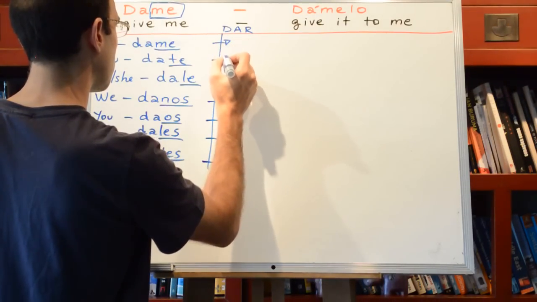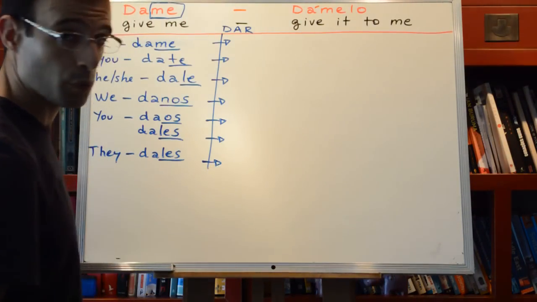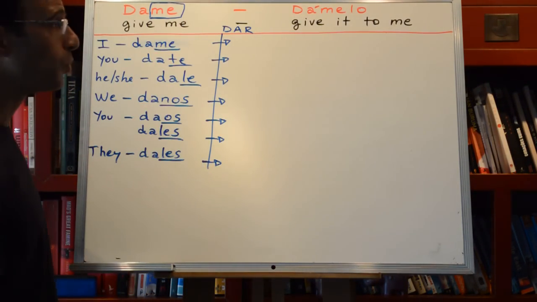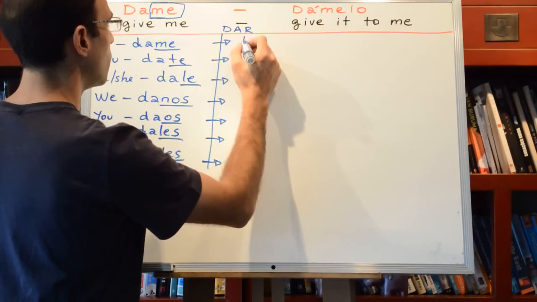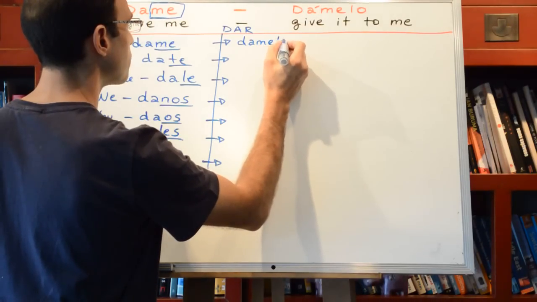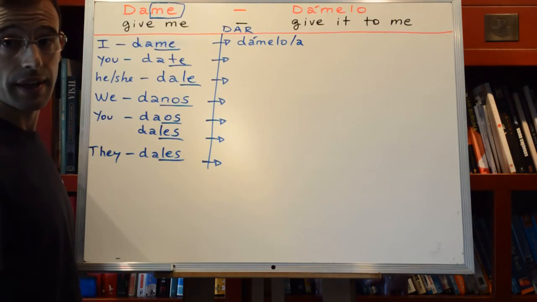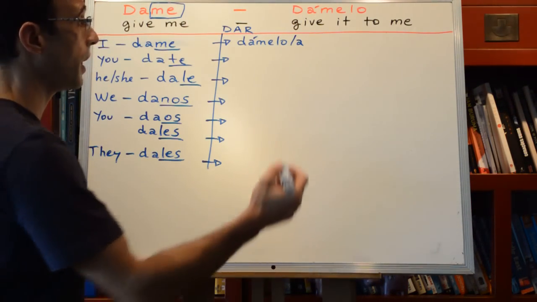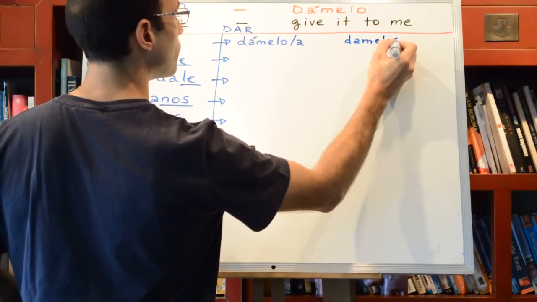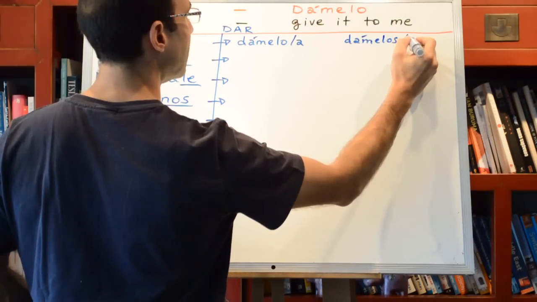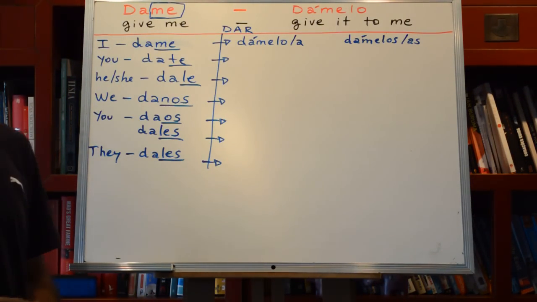Look at this. We add another pronoun at the end of the word. This is give me, to me. What? The thing, right? Whatever it is that we are talking about. Dámelo, dámelo, right? Or dámela if it is feminine, a feminine object, okay? Or if it were plural, it would be dámelos or dámelas, right?